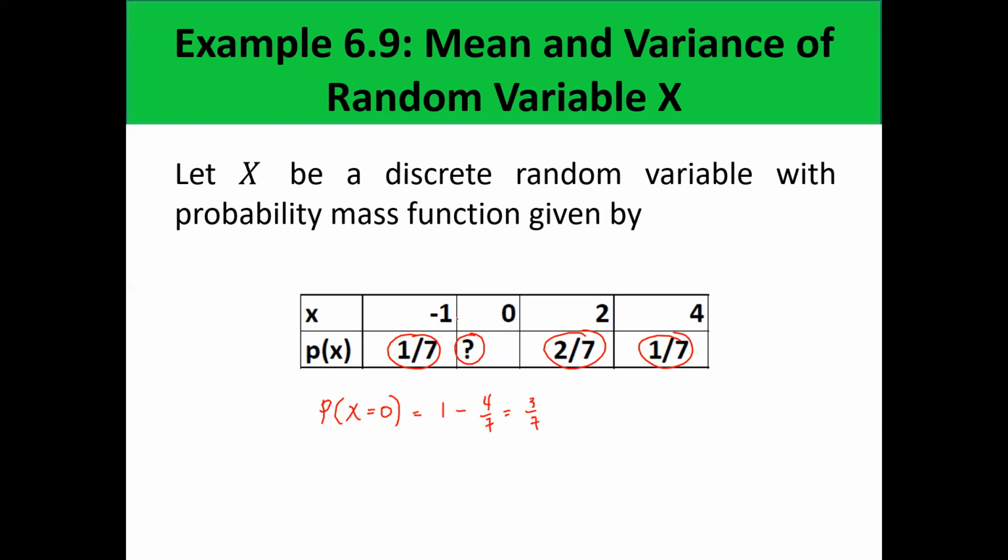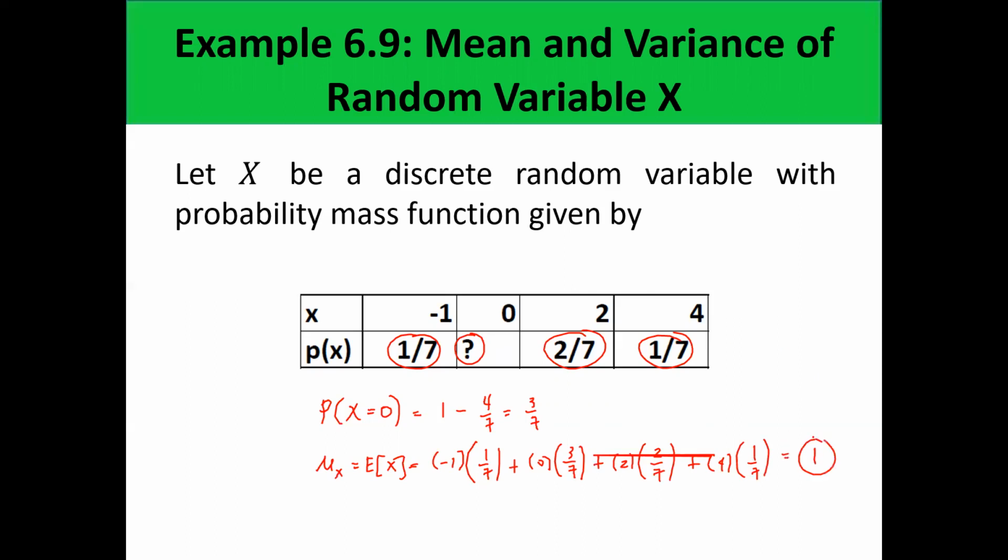Now this time, let us compute the mathematical expectation or the mean of the random variable x. For the mean, we multiply each value of x by its corresponding probability. So we have -1 times 1 over 7, plus 0 times its probability, which is 3 over 7, plus 2 times the probability 2 over 7, plus 4 times the probability 1 over 7. In this case, we get 7 over 7, which is equal to 1. And that's the mean of the random variable x.